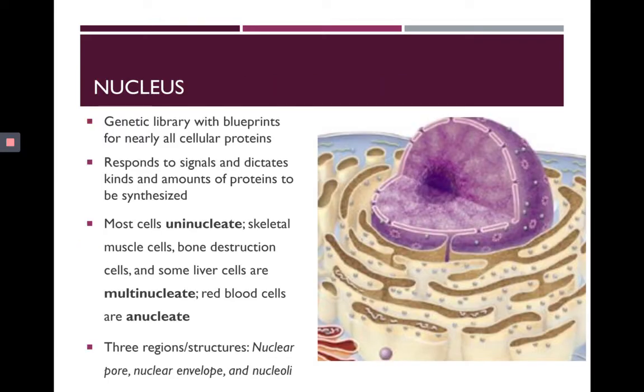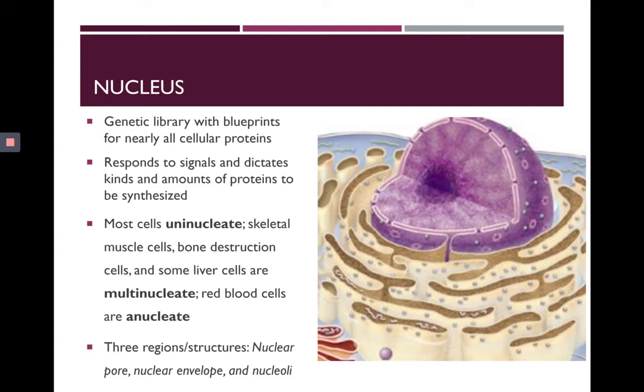And finally, we're going to talk about the nucleus. The nucleus is where DNA resides, so it has the genetic library with the blueprints for the instructions for how to make cellular proteins. So DNA is found in the nucleus. The nucleus does respond to the outside environment. It responds to what's going on in the cytosol. So it responds to signals, and it dictates different kinds and amounts of proteins to be synthesized.